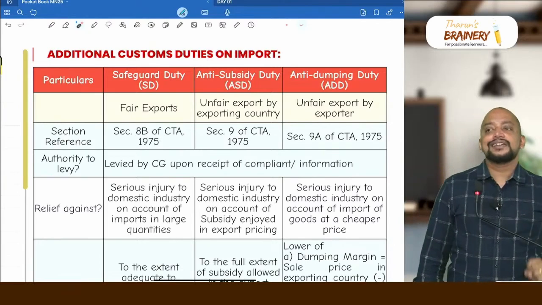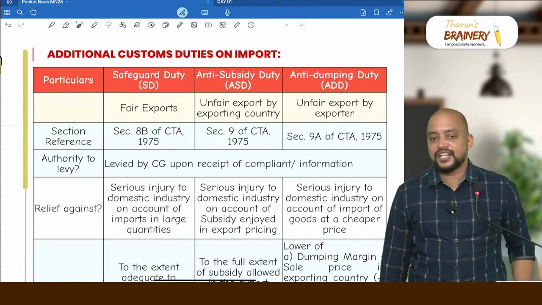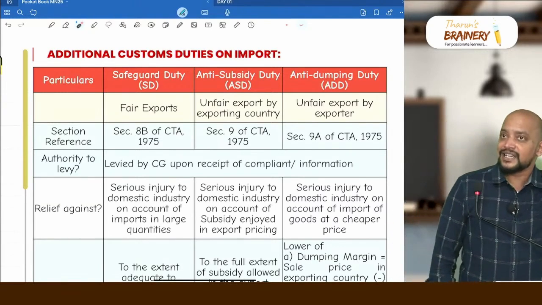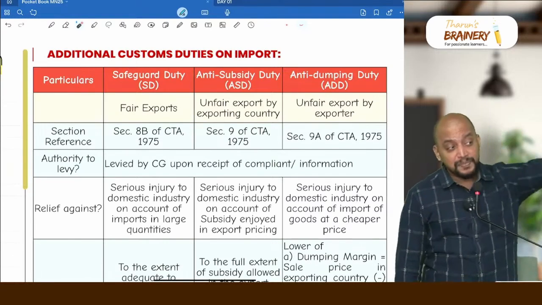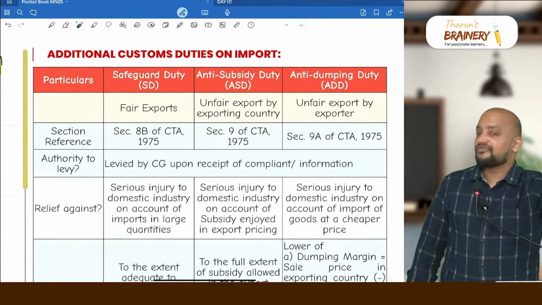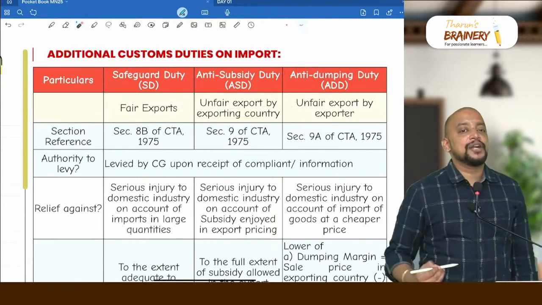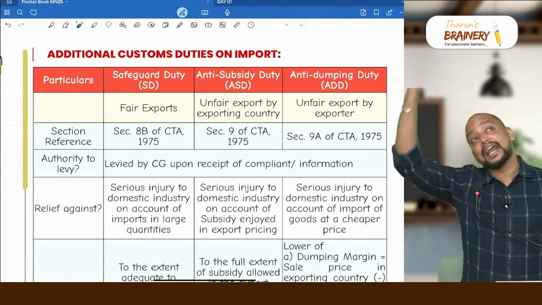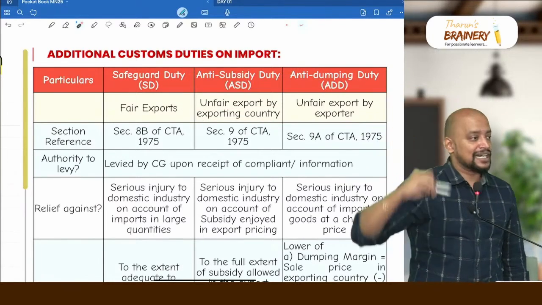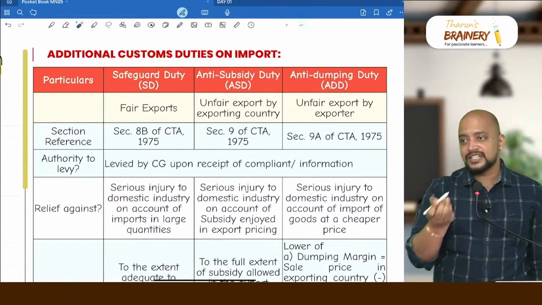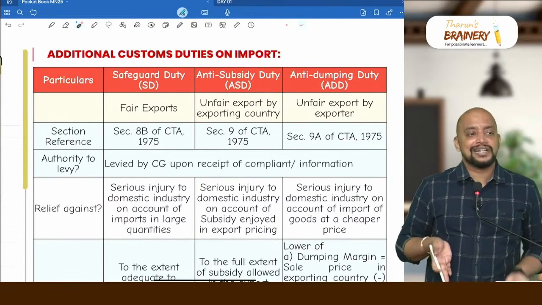So then in that case it is not a fair export, it is an unfair export, because the foreign country is giving a subsidy to the exporter. So this is an unfair export. Unfair export by whom, who resorted to this unfair trade practice? By the exporting country, not the exporter, the exporting country. Had the exporting country not given the subsidy, he would not have sold it to India at a cheaper rate.